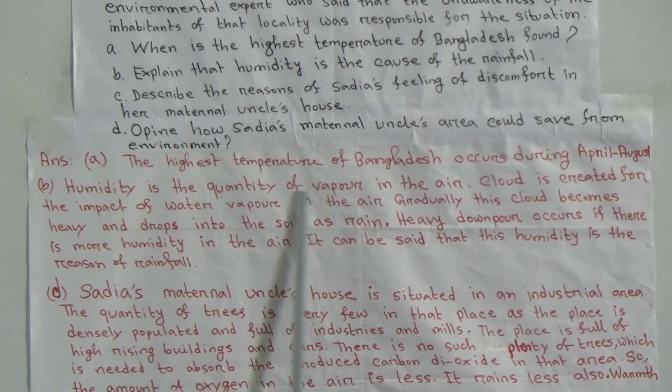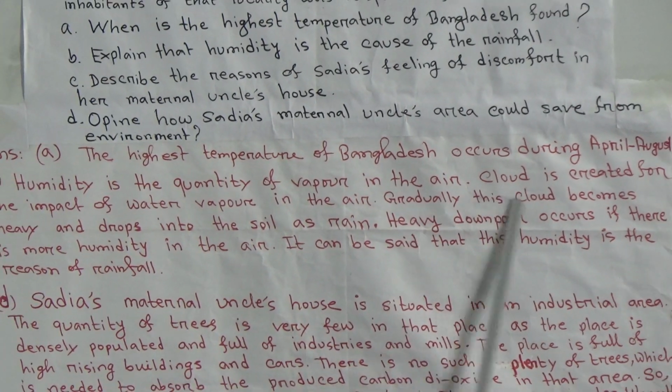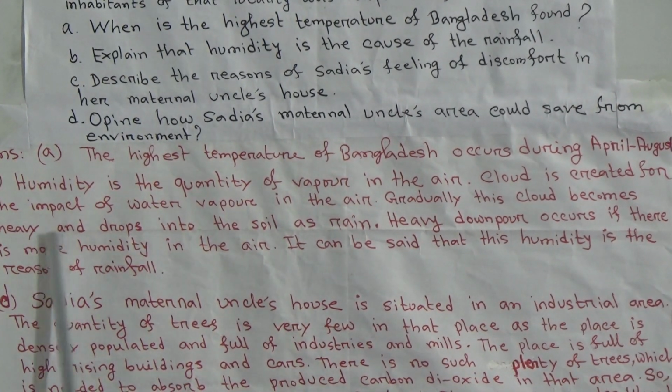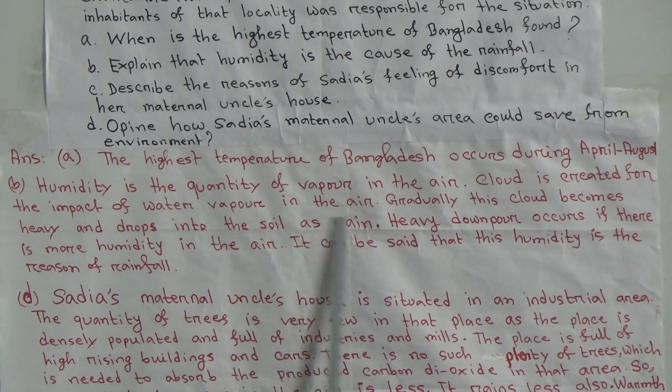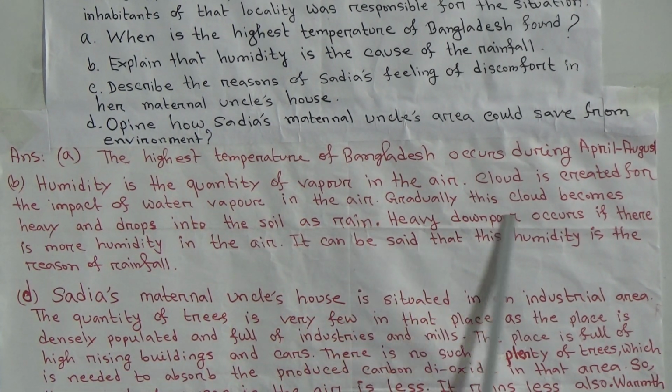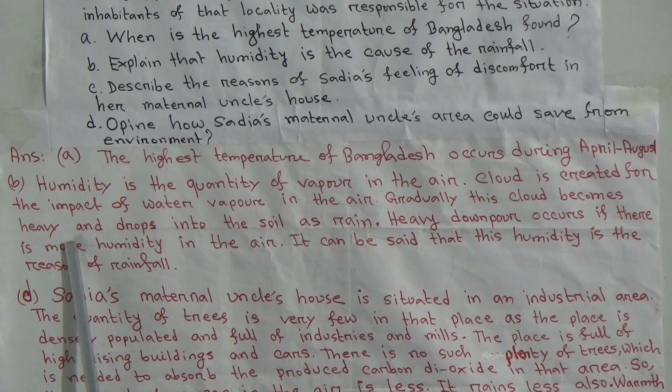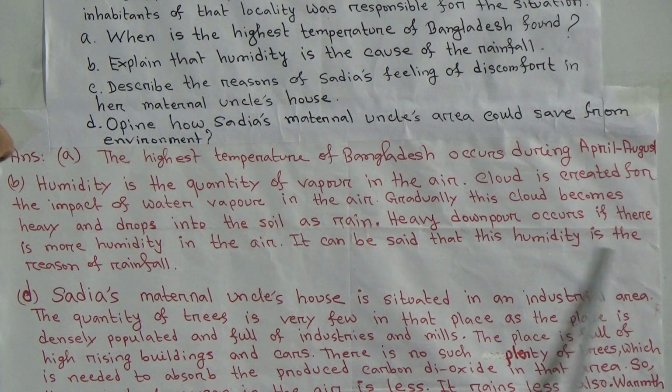Okay, number B. Humidity is the quantity of vapor in the air. Cloud is created by the impact of water vapor in the air. Gradually, this cloud becomes heavy and drops onto the soil as rain. Heavy downpour occurs if there is more humidity in the air. It can be said that humidity is the reason of rainfall.